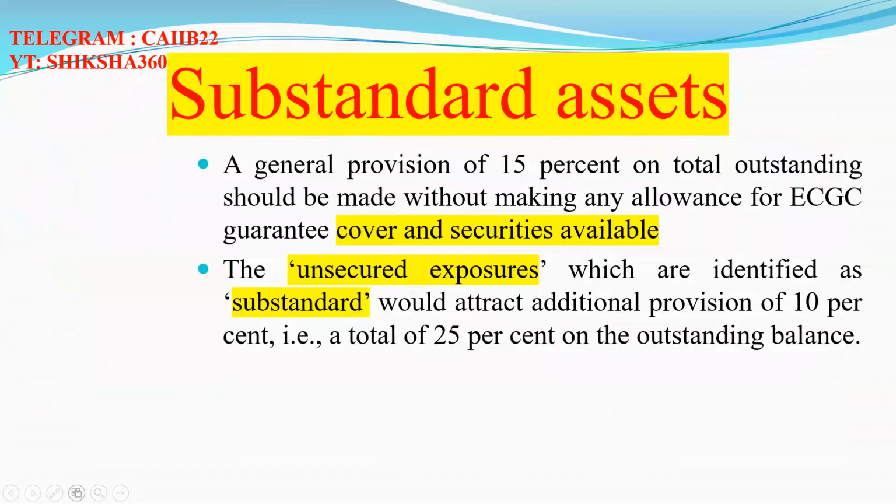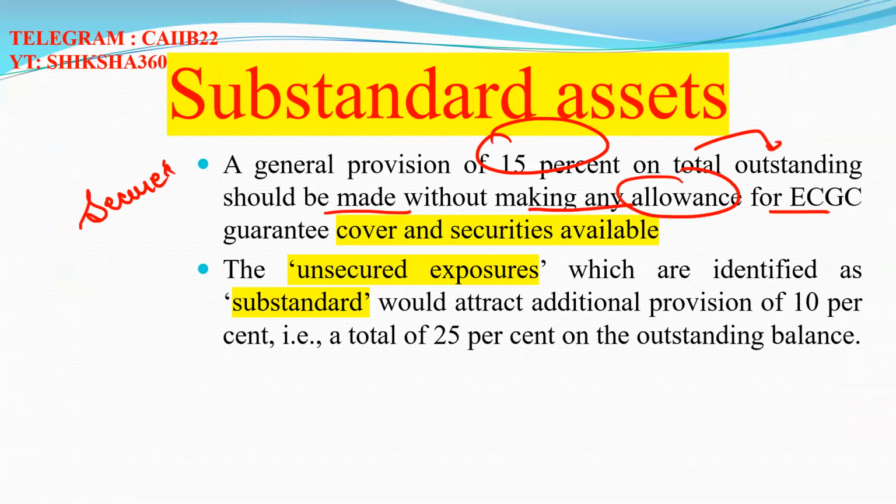Next one is substandard assets. For substandard assets we have to discuss two things, first for the secured. A general provision of 15% on total outstanding should be made without making any allowance for ECGC guarantee cover and securities available. General provision of 15%.